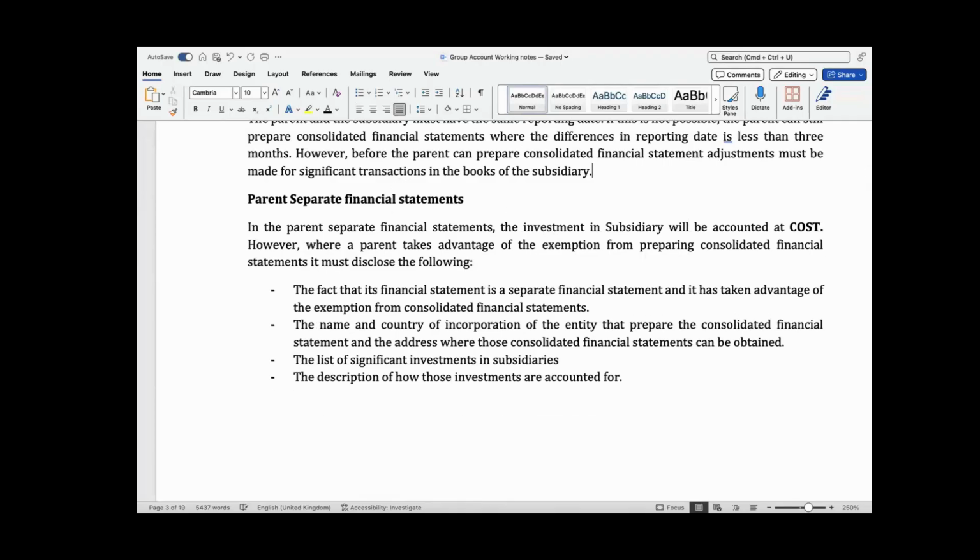Now, finally, you will hear me mention group a lot. Group. And when I say a group, I mean this refers to the parent and its subsidiaries.